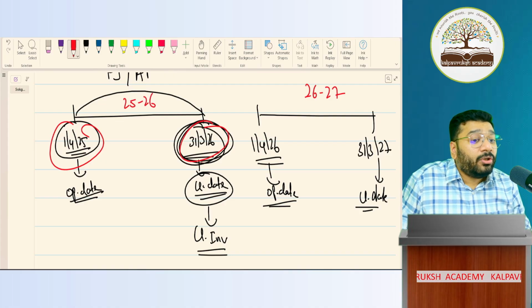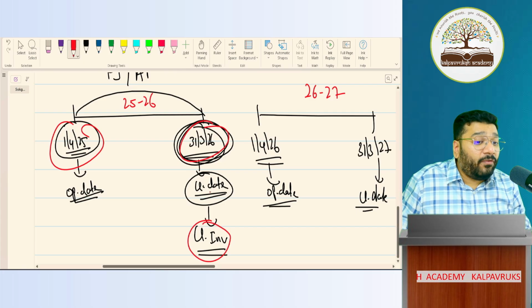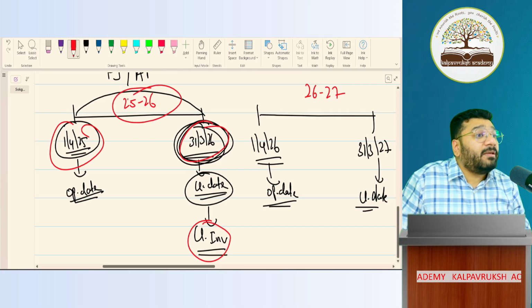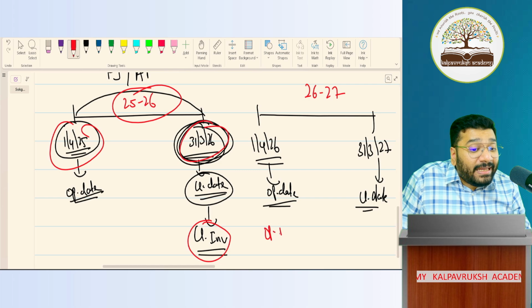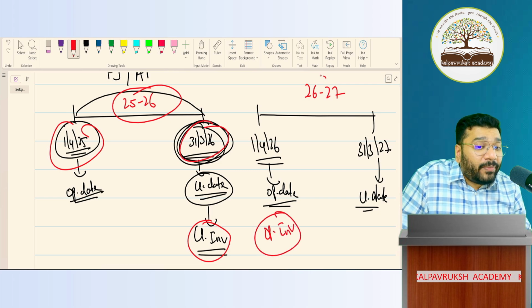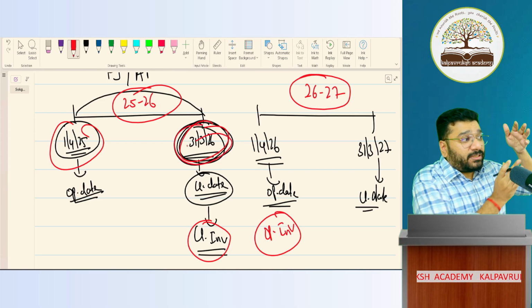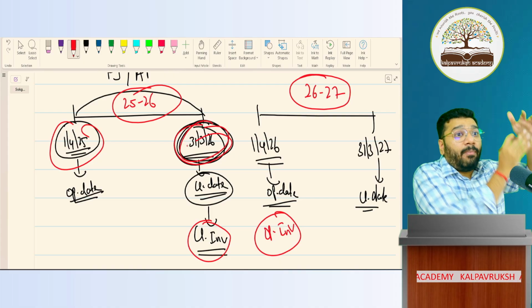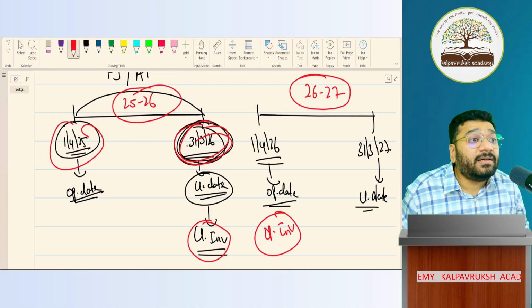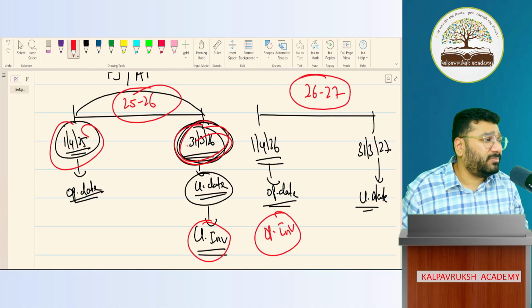The closing inventory of 25-26 becomes opening inventory of 26-27. Got it? 31st March ka closing balance will become opening balance of the next year. Clear or not clear?